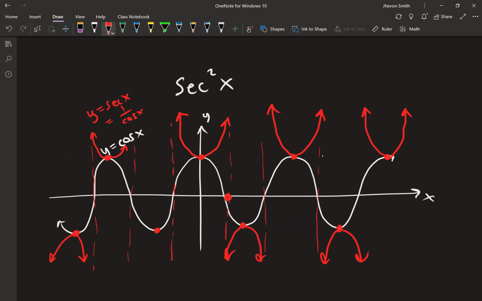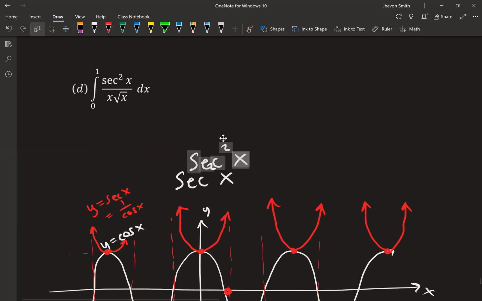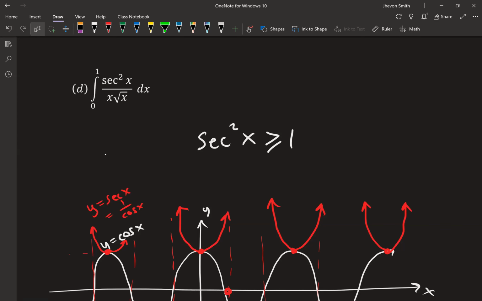So notice that your secant is always greater than or equal to 1 or less than or equal to -1, which means your secant squared is always going to be greater than or equal to 1. Secant squared is always going to be bigger than 1 because your secant is always going to be a value that's larger than or equal to 1 in absolute value. So that is what we have.